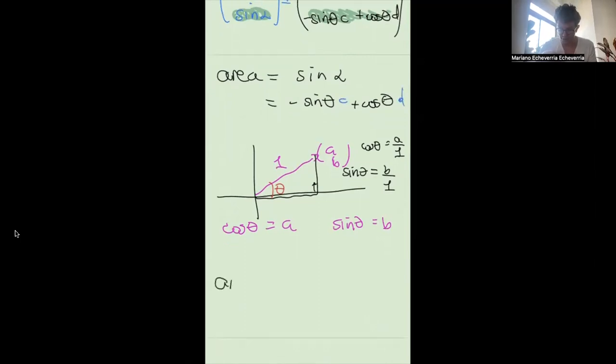And that gives you the area being equal to minus sine, so it's minus B times A plus cosine times D, but minus sine is B. Oops, I wrote it wrong, sorry. It's minus BC, and then the cosine is A, and there was D here.